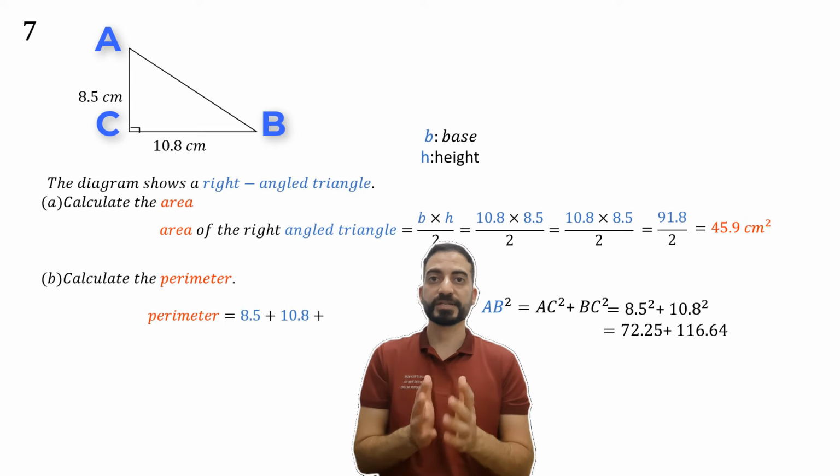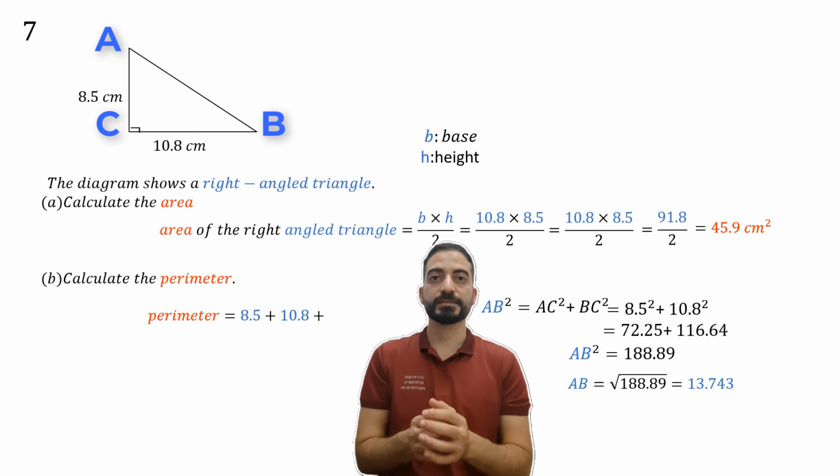We have AB squared equals AC squared plus CA squared, and in this way we get the length of this side. Now we put the answer here, and after that we add the numbers to finally get the answer to the perimeter.